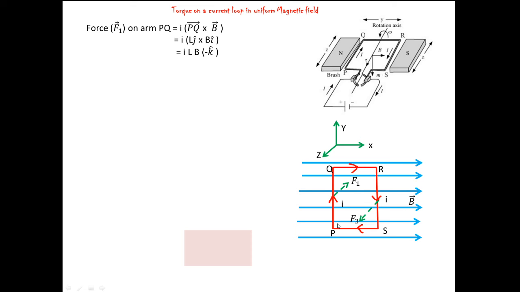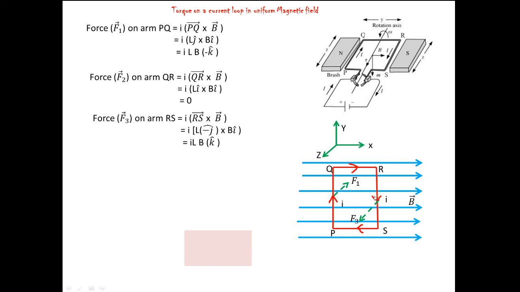Here this PQ is along the y-axis, magnetic field is along the x-axis, so we can write for this force F1 equal to I L j cap cross B i cap, and this value will be ILB minus k cap. Similarly, the force on arm QR is I QR cross B. This will be ILB i cross i, because both are in the same direction, and its value will be 0.